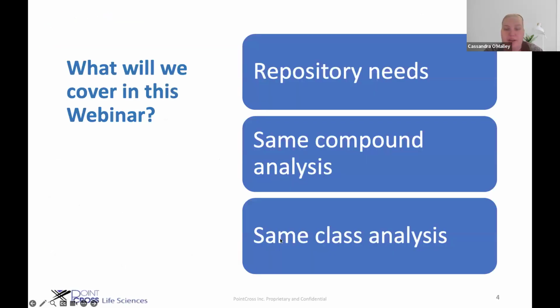Today, we will cover how Xbiome can help organizations create a warehouse for studies, non-clinical or clinical, in progress, completed, and for legacy studies. We will show how this repository can be used to analyze multiple studies at one time. We can show analysis with historical control across the same compound and across multiple classes.